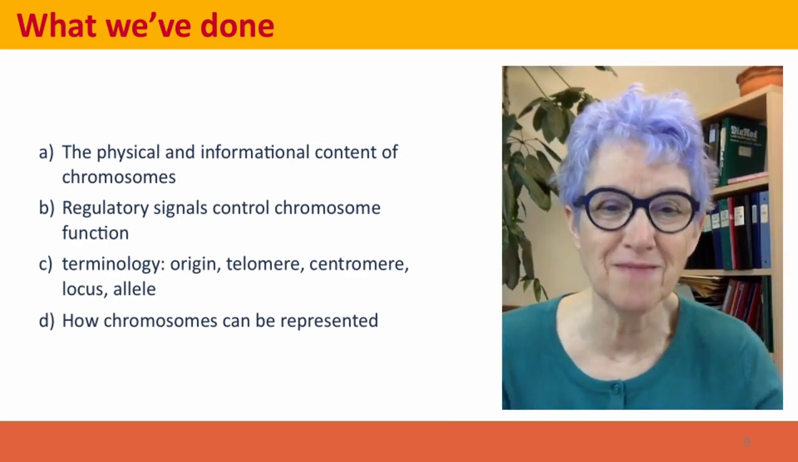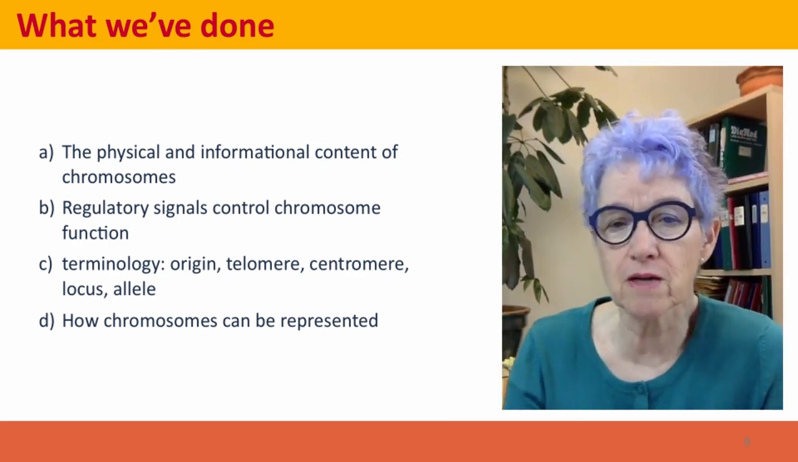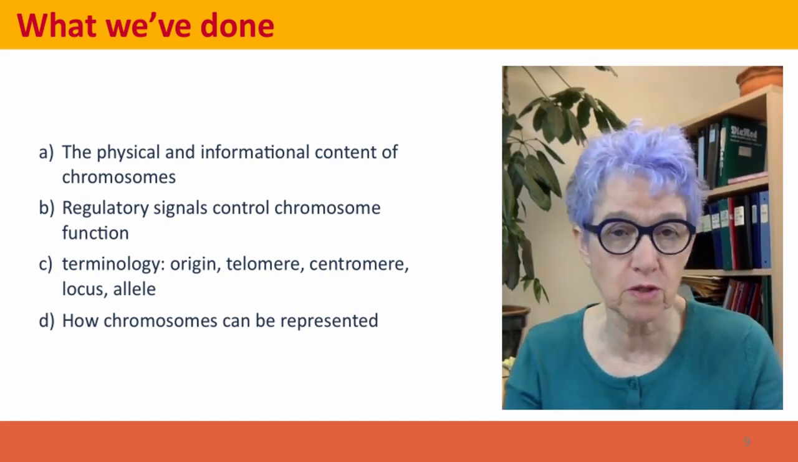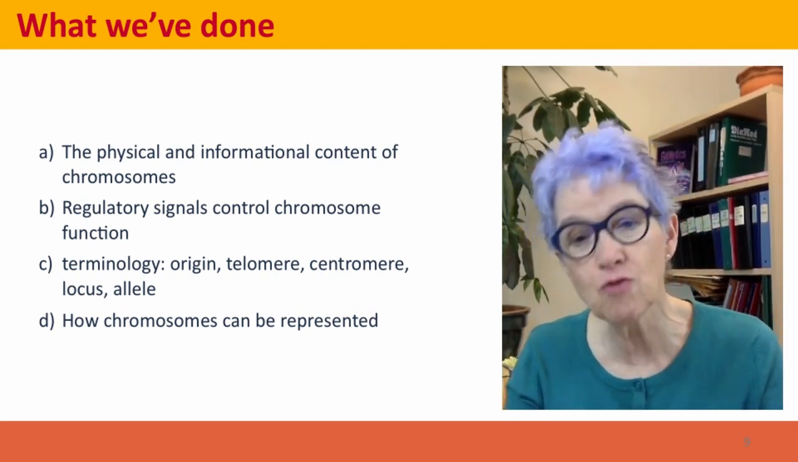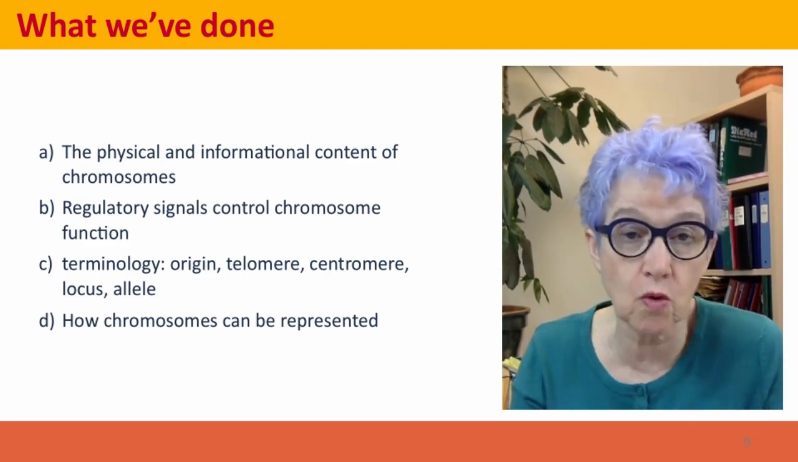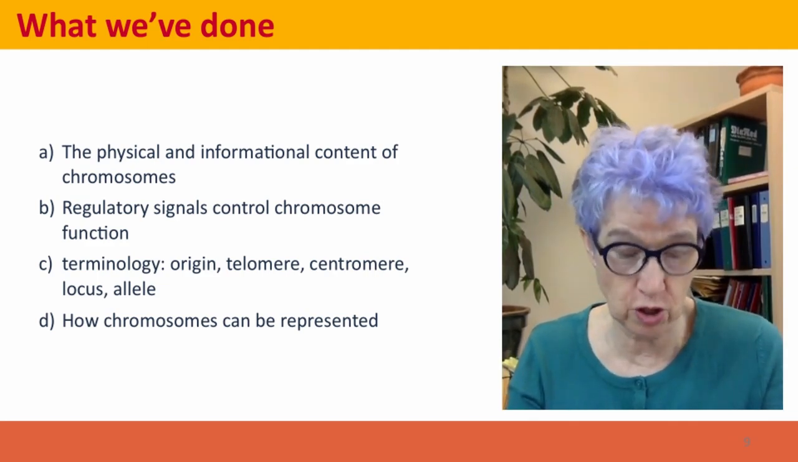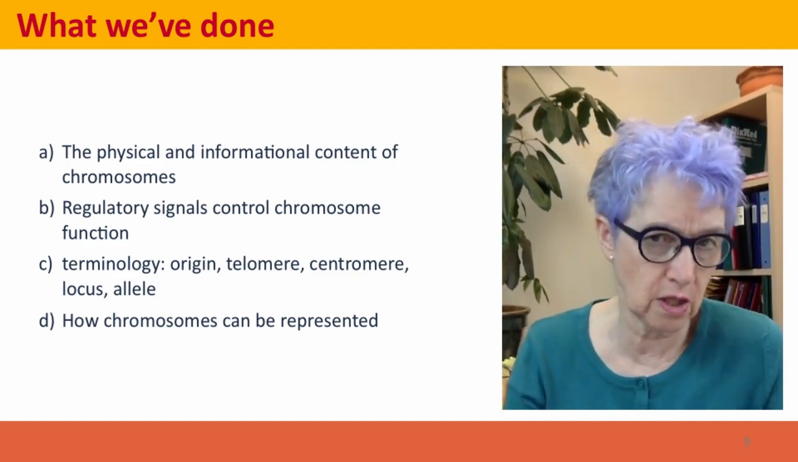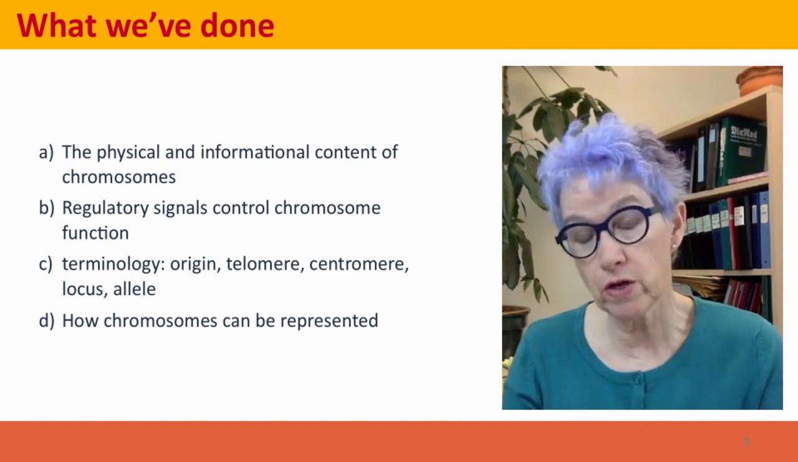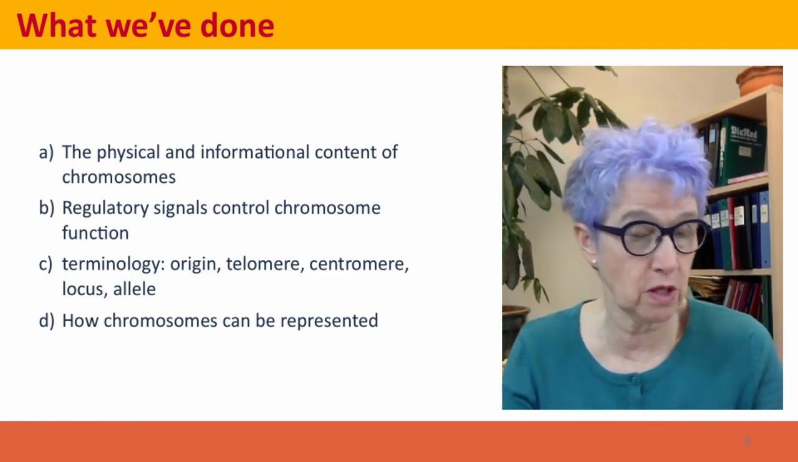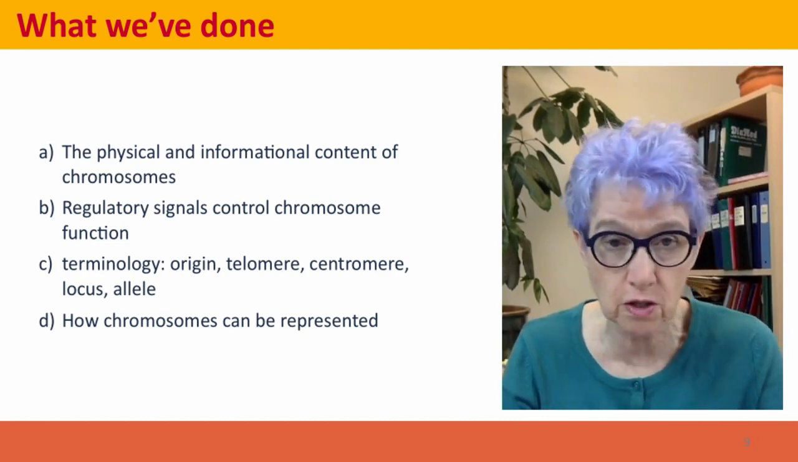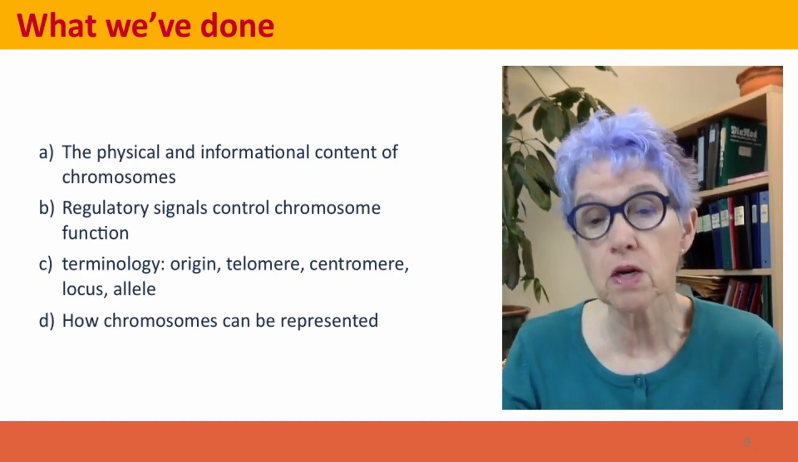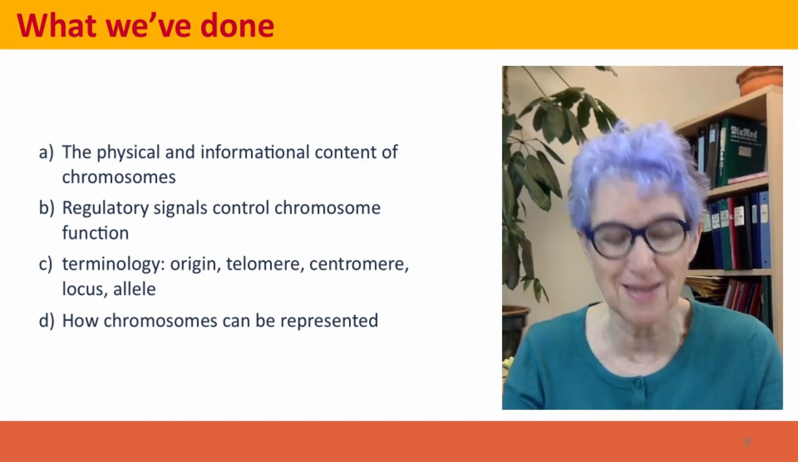So what have we done? We've talked about the physical and informational content of chromosomes. We talked about the key regulatory signals that control how chromosomes function, that allow DNA to act as chromosomes. It has to have origins, telomeres, and centromeres. We've introduced other new terminology for dealing with the issues of having different versions of genes. And we've talked about how chromosomes can be represented.